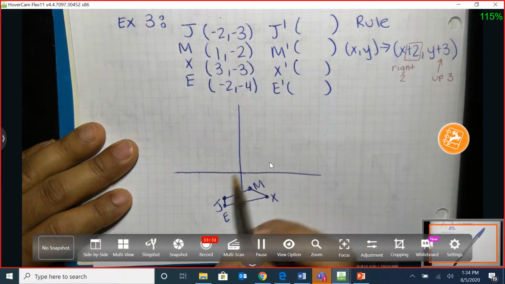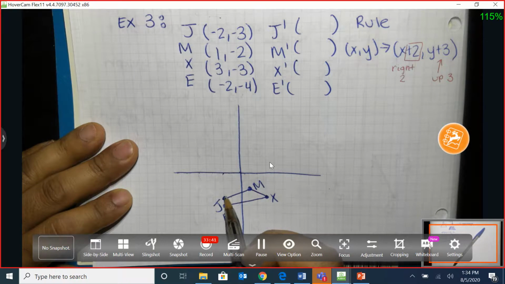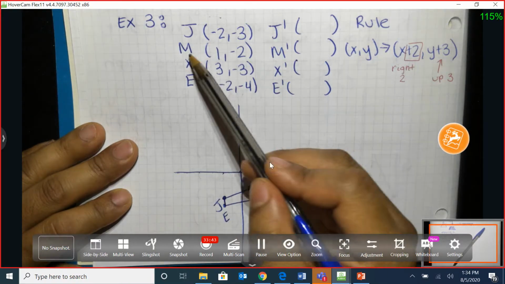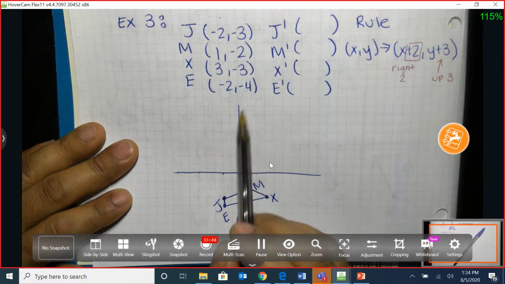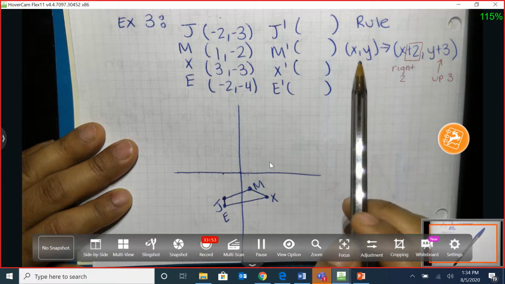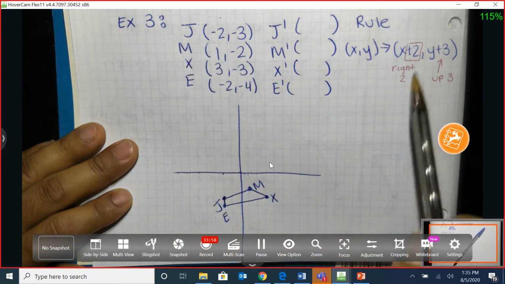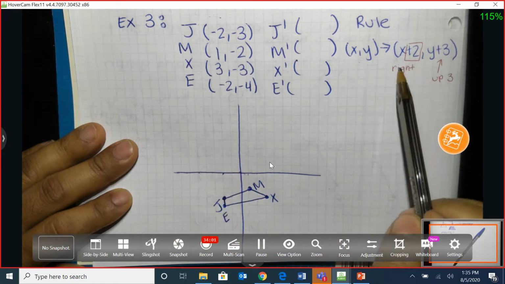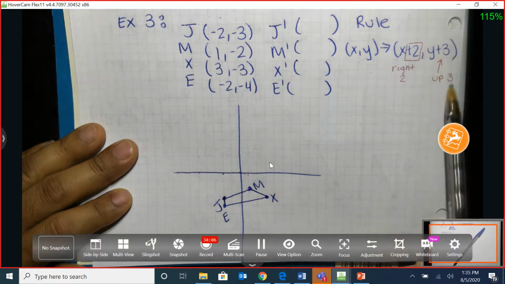So negative 2, negative 3, that means from the origin, I'm going to go 2 units to the left because it's a negative, and 3 units down because it's also a negative, and I'm going to label it as J. The same thing with M, positive 1, negative 2, label it as M. That's what I did here. What I'm asking you guys is to use the rule from the original points, which are these points right here, and look at the rule, which is going to tell you, are you going to move left or right, and are you going to go up or down?